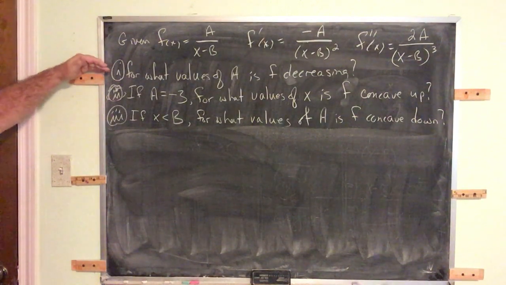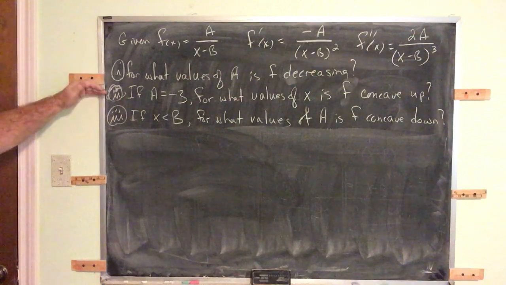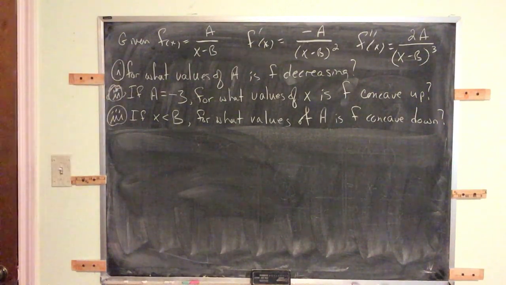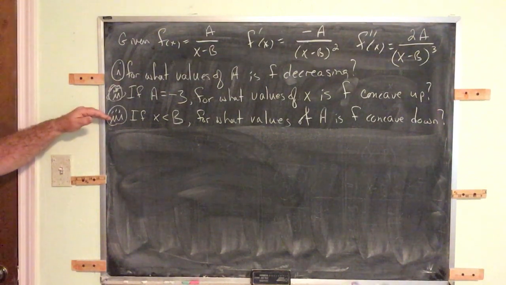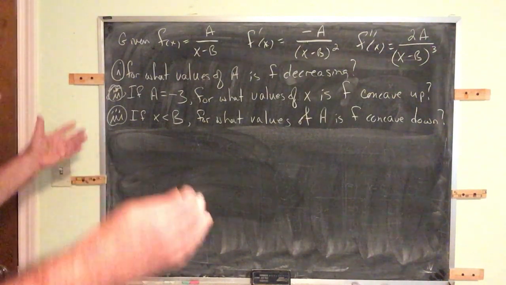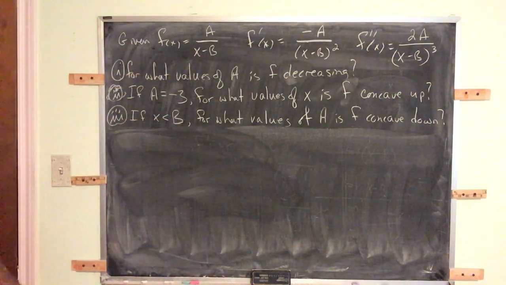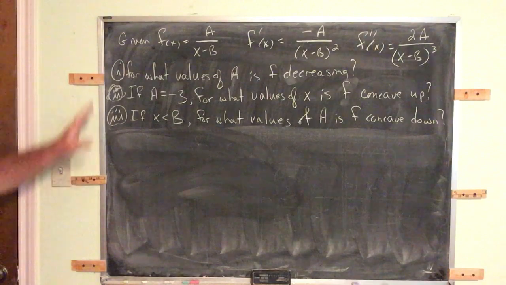The first, for what values of a is f decreasing? The second, if a is equal to negative 3, for what values of x is f concave up? And the third, if x is less than b, for what values of a is f concave down? So it's all these ideas, and they're being scrambled up and juggled in different sequences. And so let's see if we can go through these.